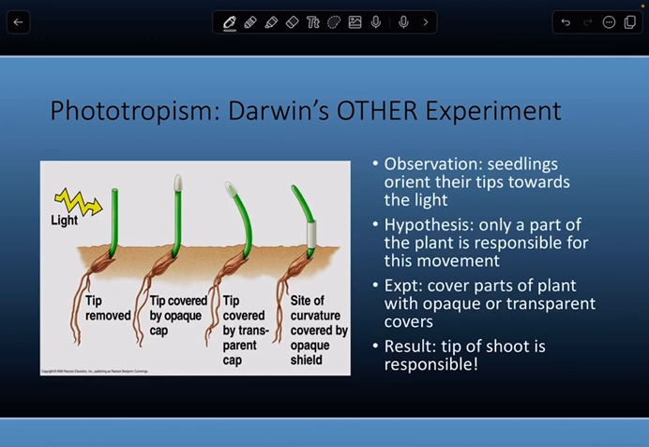We talked about how experiments go on, and as technology and things improve, people are able to ask finer and finer questions about things. But he did a pretty good job for the middle of the 19th century. So that was Darwin's other experiment.